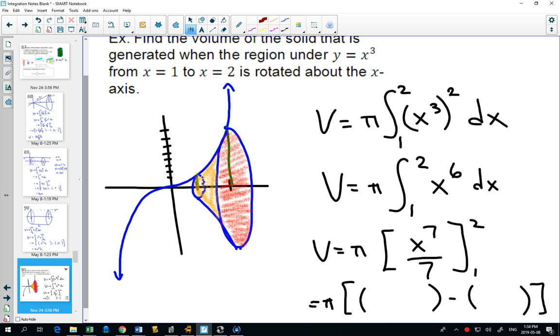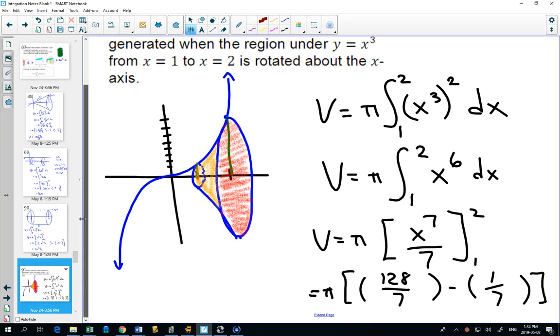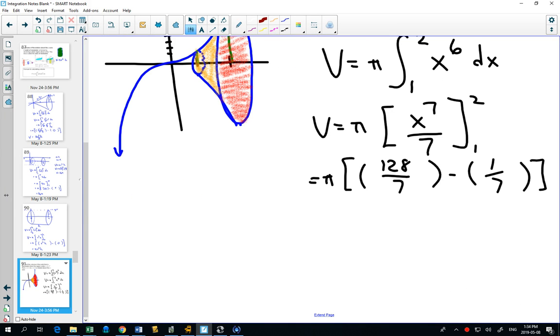Plug in 2. 2 to the 7, 128. Plug in 1. Ooh, 1 to the 7? No, too hard. I'll pull up my calculator. Okay. Minus 1 over 7, and subtract, we get 127 over 7 times pi, and that's the volume of that shape. That's amazing.